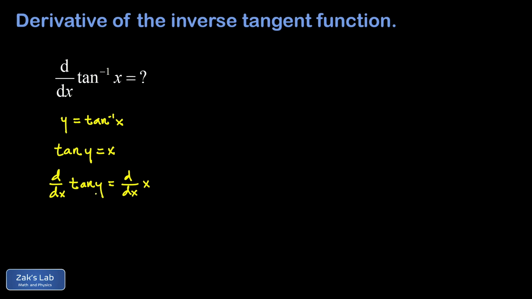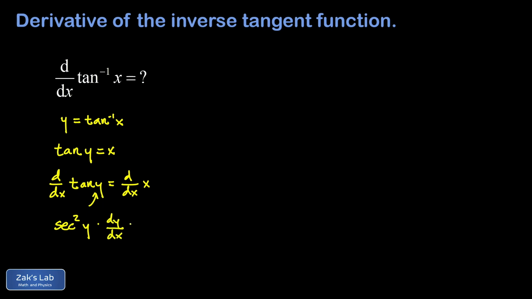And we have to remember here that y is a function of x. So the tangent of y is really a function composition where the inner function is y. This means when we take the derivative of tangent y with respect to x, we have to use the chain rule. So we start out by taking the derivative of tangent y with respect to y, and that gives us secant squared y. But then we have to tack on the derivative of the inner function with respect to x, in other words, dy dx.